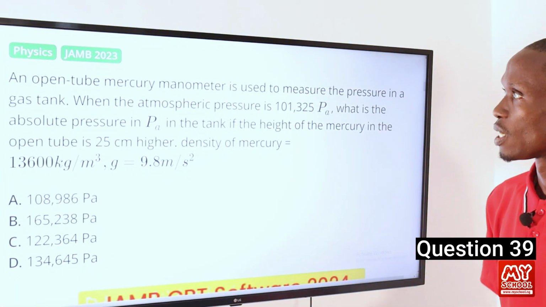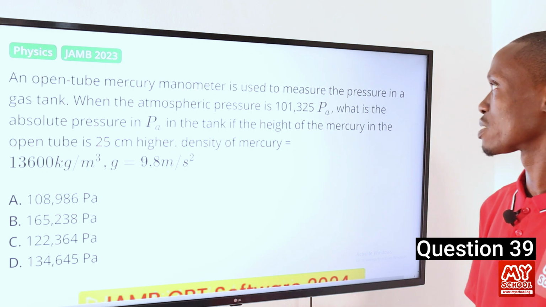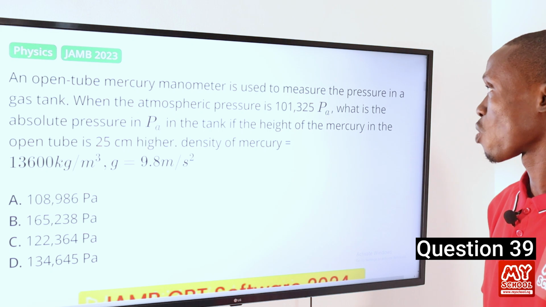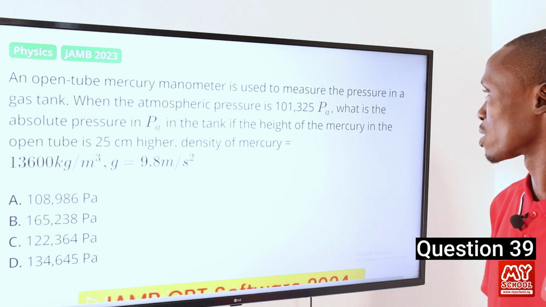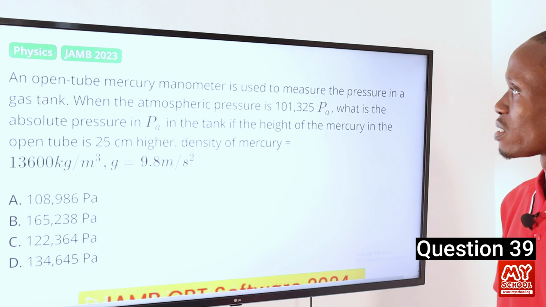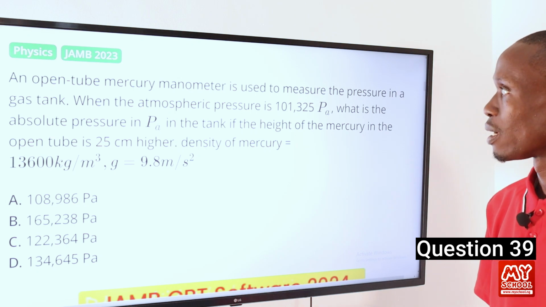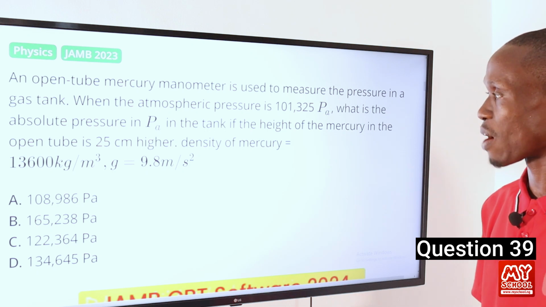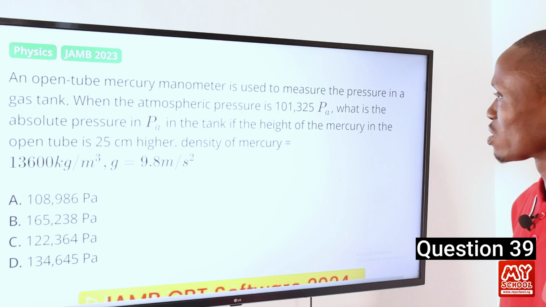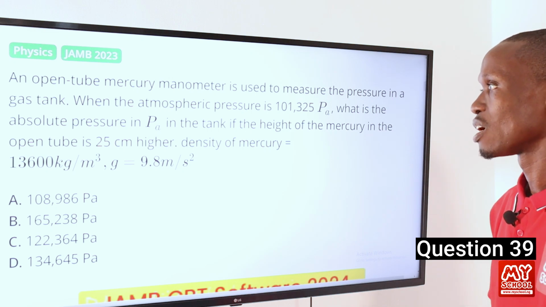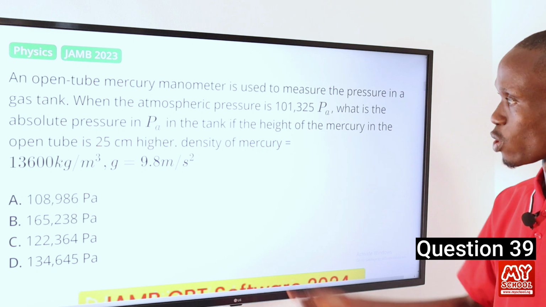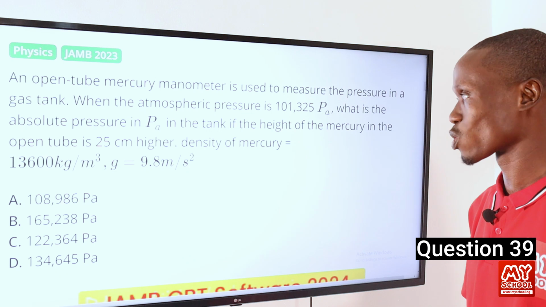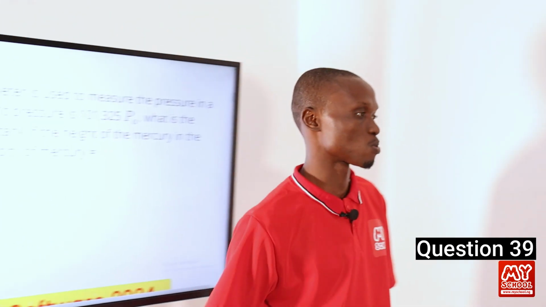Question 39. An open tube mercury manometer is used to measure the pressure in a gas tank when the atmospheric pressure is 101,325 Pascal. What is the absolute pressure in Pascal in the tank if the height of the mercury in the open tube is 25 centimeters higher? Density of mercury is given to us to be 13,600 kilograms per meter cube, and we should take acceleration due to gravity to be equal to 9.8 meters per second square. So let's move over to the board to solve that question.